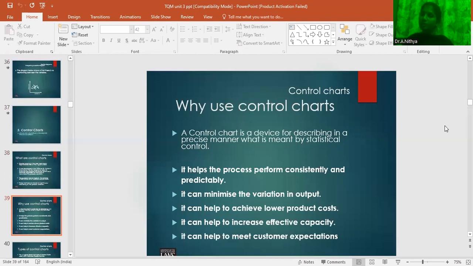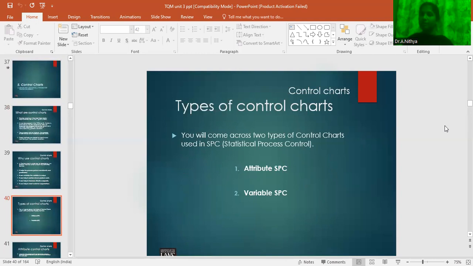The control chart is a device for describing in a precise manner what is meant by statistical control. It helps the process perform consistently and predictably. It can minimize the variation in output, help achieve lower product cost, help increase effective capacity, and help meet customer expectations. We have two types of control chart: one is attribute and another one is variable.